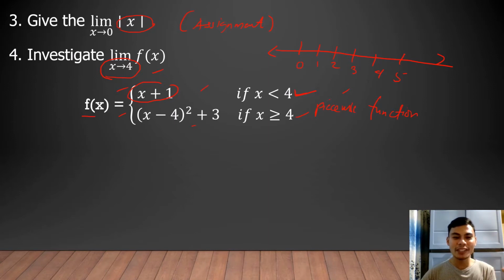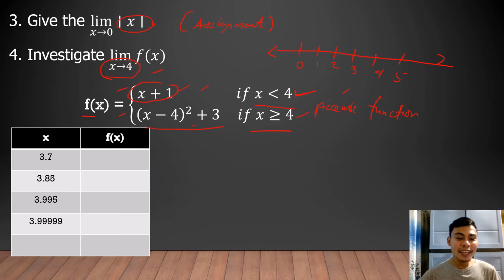Instruction na lang para ma-understand. So, kung less than 4 ang values, ang gagamitin natin ng mga points, it's x plus 1 ang gamitin natin na function. Kung greater than, it's (x minus 4) squared plus 3. Okay, so here, I have provided na a table here. This is from the left of 4, ha? So, this is from the left of 4. So, or kung mag-draw ka, so from the left of 4, ito. So, 3.7, dito si 3.7, 3.85, 3.995.